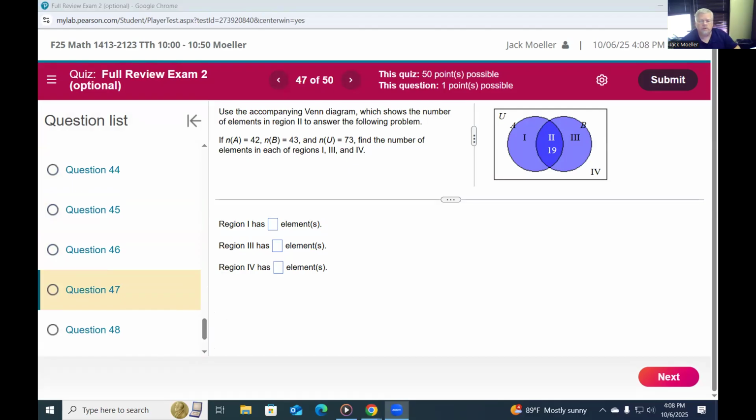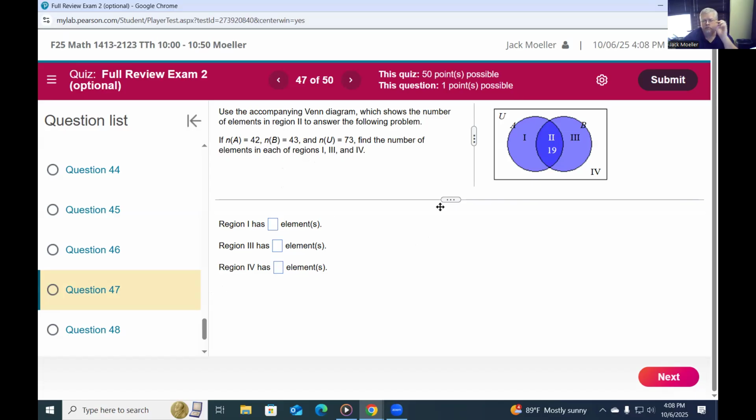Okay, so this is my 47. So now we're getting into like the survey problems, like the 2.5 problems. Okay. So using the accompanying Venn diagram, it shows the number of elements in region 2. So they already gave us the intersection to answer the following problem. And again, you got to know that the cardinality of A, or the number of elements in A, is 42. Number of elements in B is 43. The universe has 73. Find the number of elements in each region.